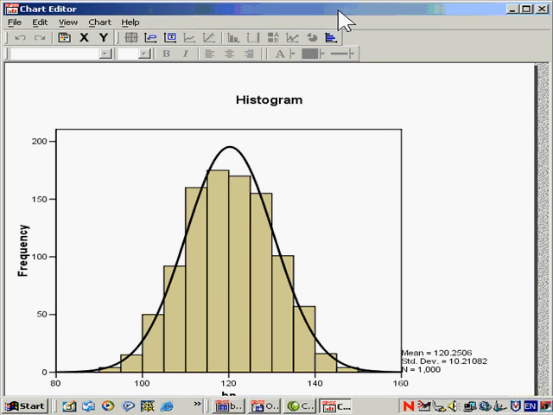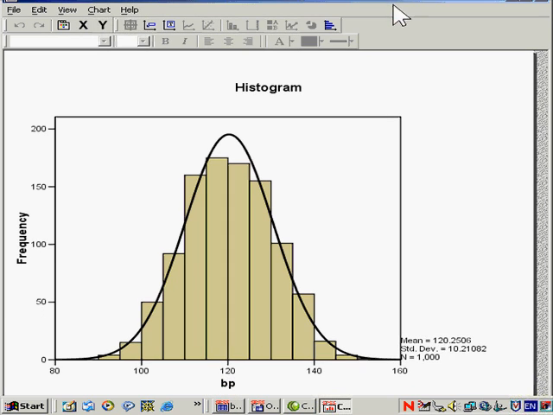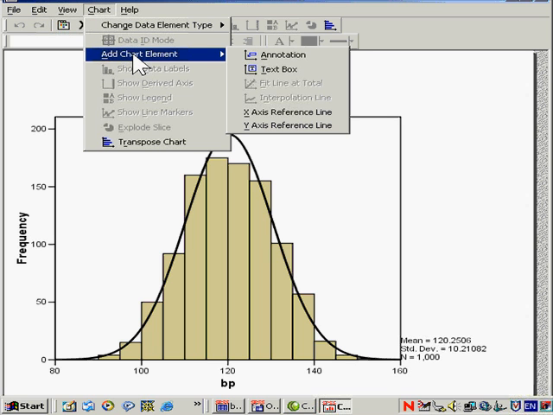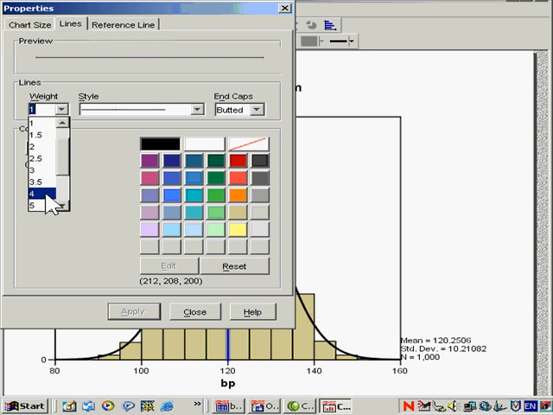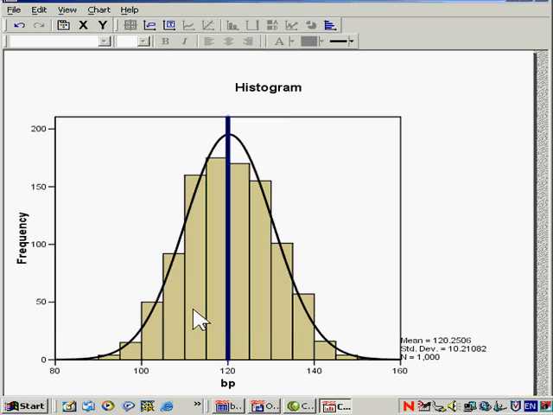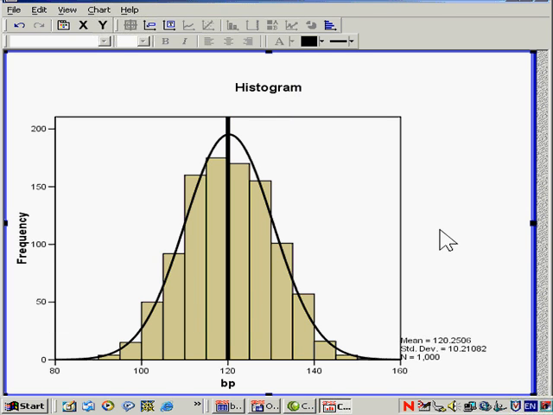This is a set of data which I've artificially generated that represents blood pressure of people in a population. It has an average value of 120, which I can show by putting on a drop line: chart, add element, x-axis reference line, and I make this a thick black line. So we have a thick black line representing the average value.